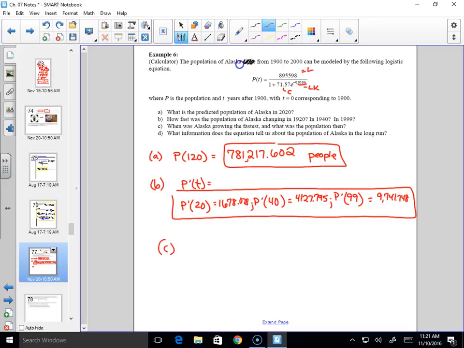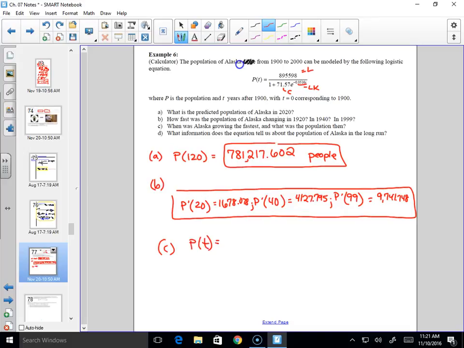Letter C. I don't really like leaving hanging things. When was Alaska growing the fastest and what was the population then? Growing the fastest: take the second derivative and set it equal to 0 and then test. All we have to do is what? Y equals L over 2, except put it in context.